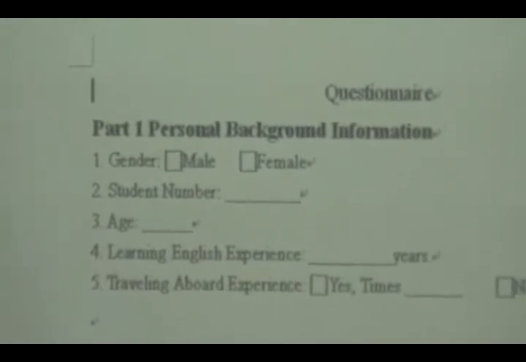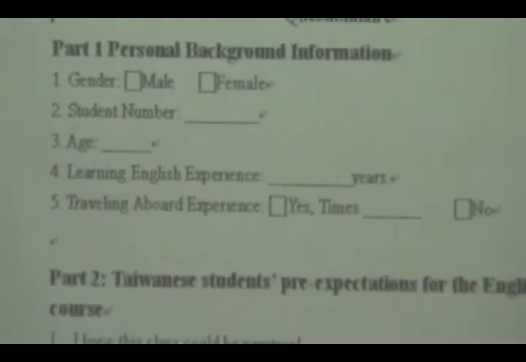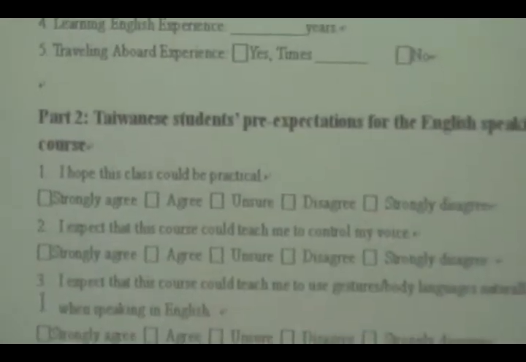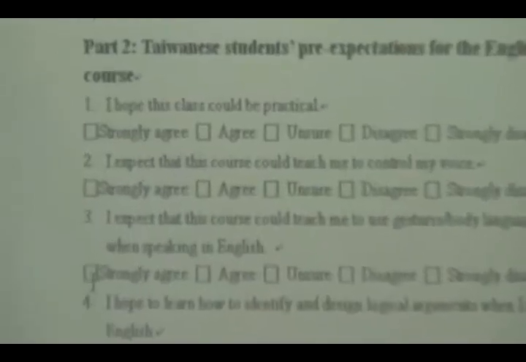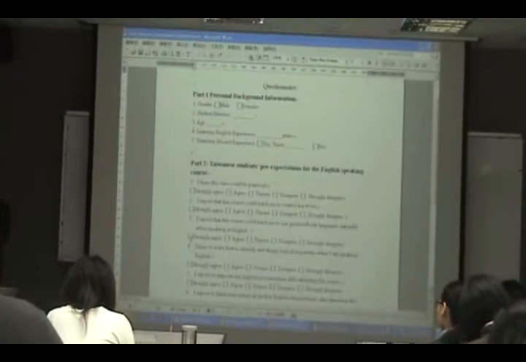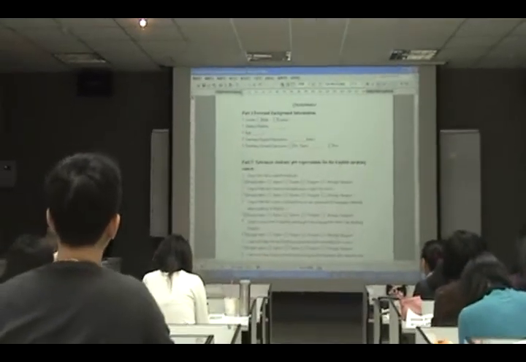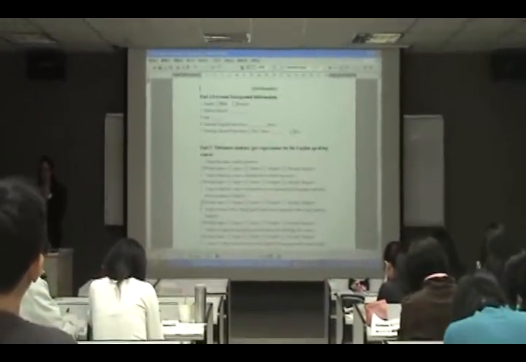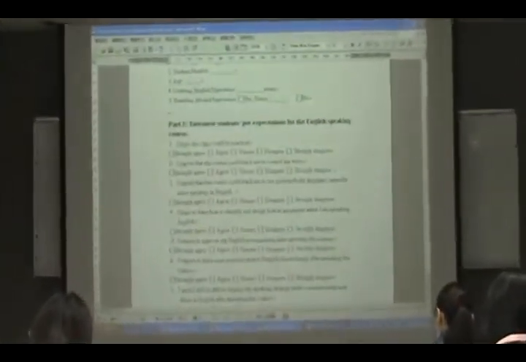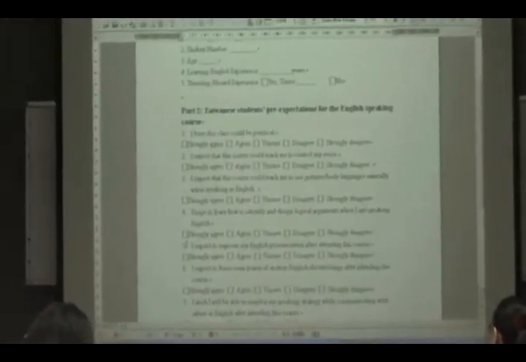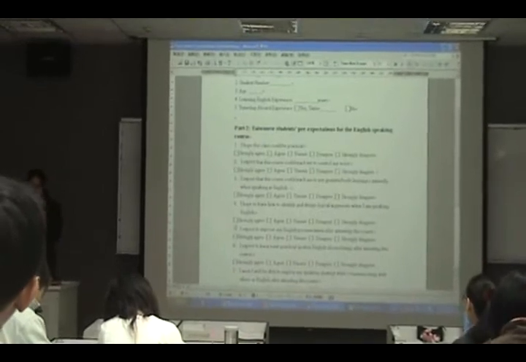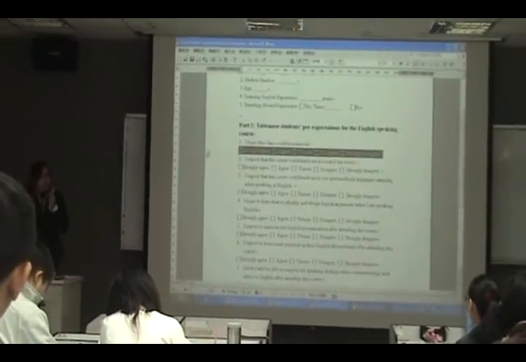And I will separate the questionnaire into several parts. For example, they will try to write down their personal background information and their pre-expectations for the English-speaking teacher, for the English-speaking course. And of course, after the course, they will have the post questionnaire. And for all of the questions, the participants can answer from strongly agree to strongly disagree, like this one.